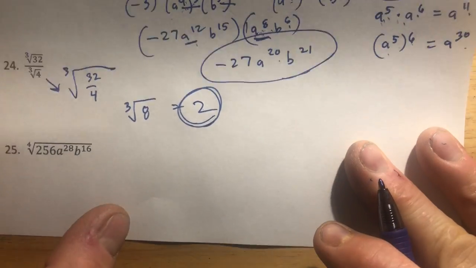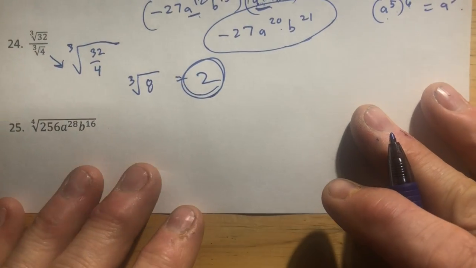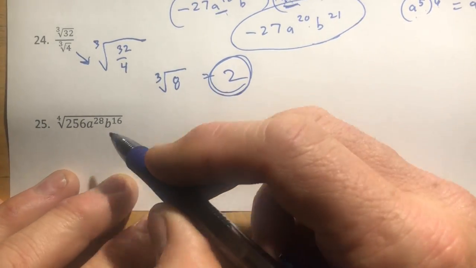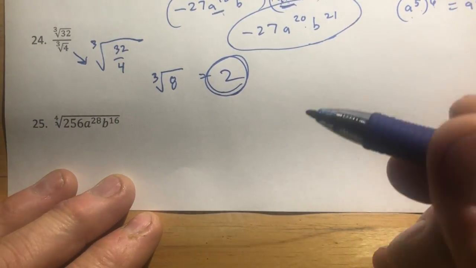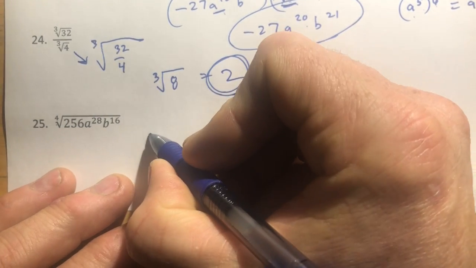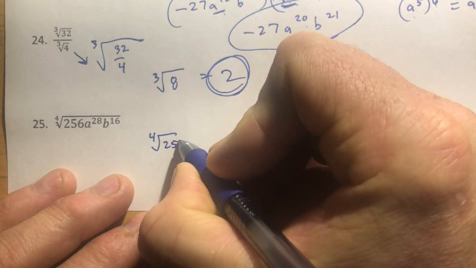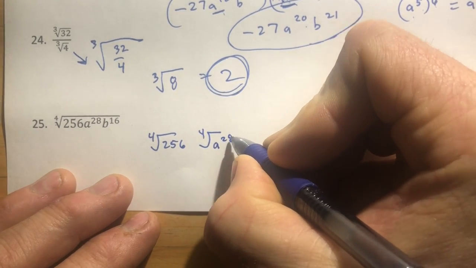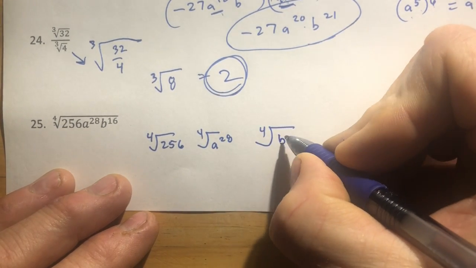Okay, and the last one here, number 25. All right, the fourth root of all this. Well, since it's the fourth root of all that, we can break it up like we did the other ones earlier. So this is going to be the fourth root of 256, the fourth root of a to the 28, the fourth root of b to the 16.